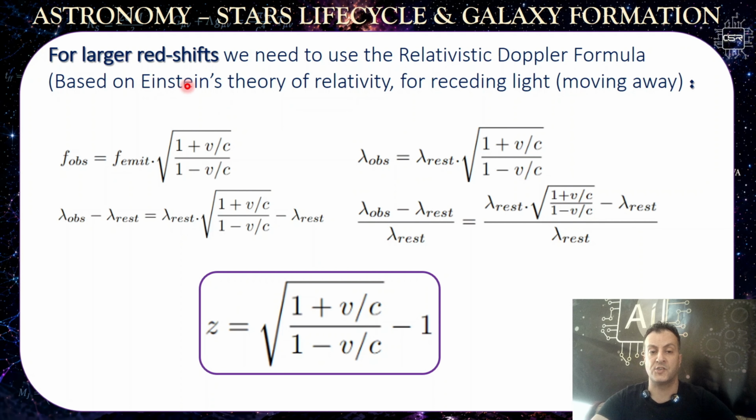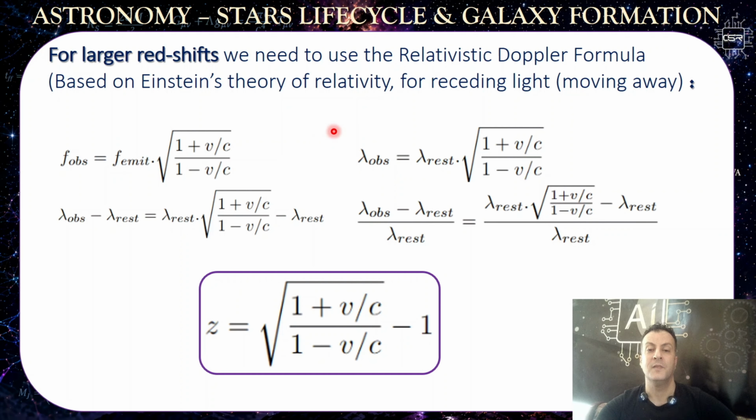For larger redshifts, we need to use the relativistic Doppler formula based on Einstein's theory of relativity for receding light, which is the light moving away. f observed, the frequency observed, is equal to the frequency emitted times the square root of (1 plus v over c) divided by (1 minus v over c). Lambda observed can be written in a different way: lambda observed is equal to lambda rest multiplied by the square root of (1 plus v over c) divided by (1 minus v over c).